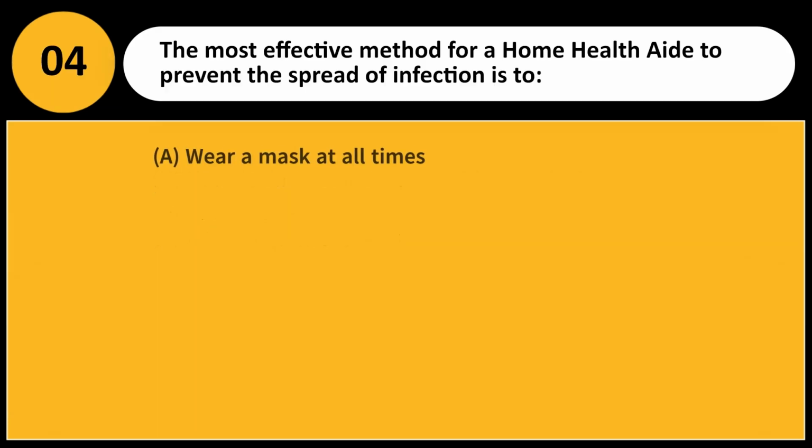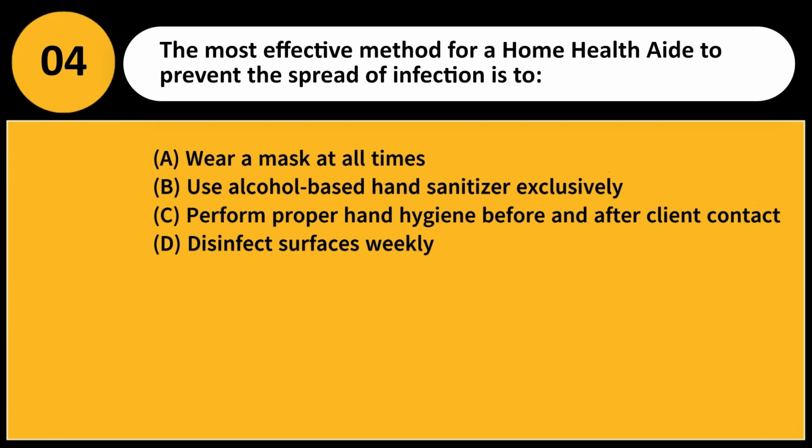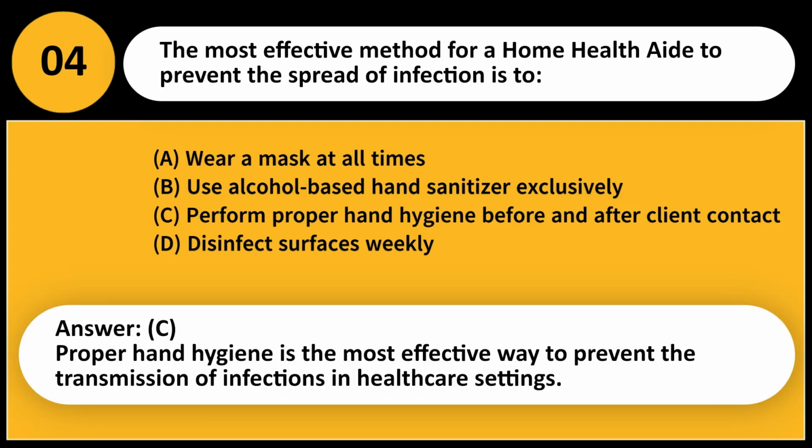The most effective method for a home health aide to prevent the spread of infection is to: A. Wear a mask at all times. B. Use alcohol-based hand sanitizer exclusively. C. Perform proper hand hygiene before and after client contact. D. Disinfect surfaces weekly. Answer: C. Proper hand hygiene is the most effective way to prevent the transmission of infections in healthcare settings.